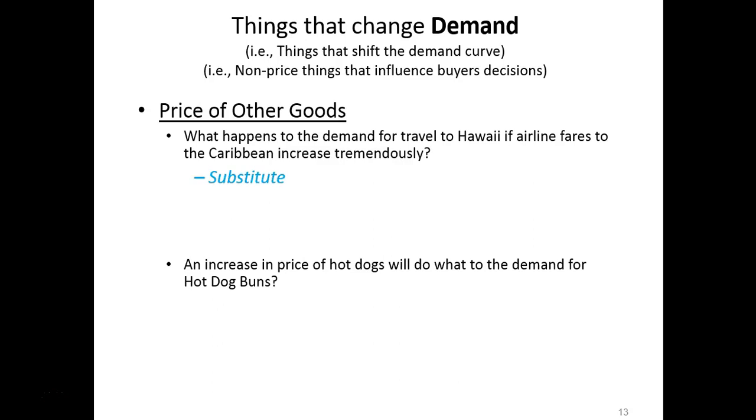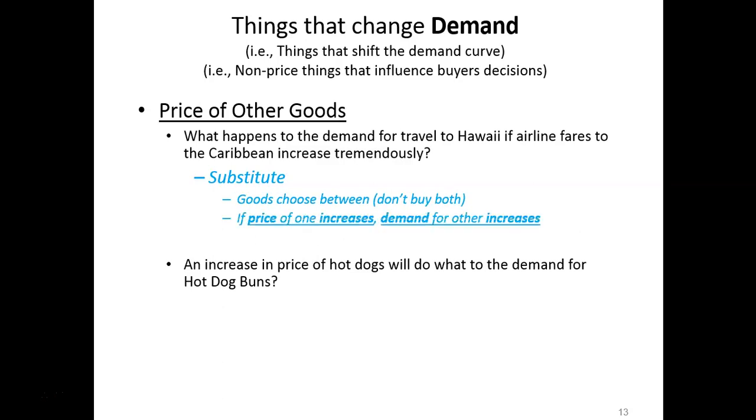And why is that the case? Why does how much it costs to get to the Caribbean impact the demand for a different market? Well, because they're substitutes. Because normally when people are looking to go on vacation, they're going to pick one of these two things. And if one of them goes up in price, like Caribbean fares in this example, people who consider Hawaii as a substitute place to travel would go to Hawaii instead, because people are choosing between them.